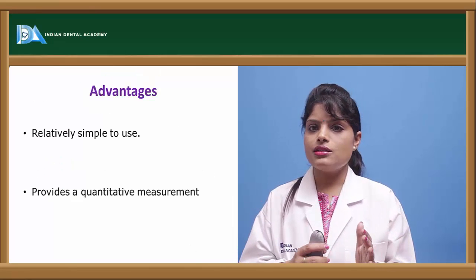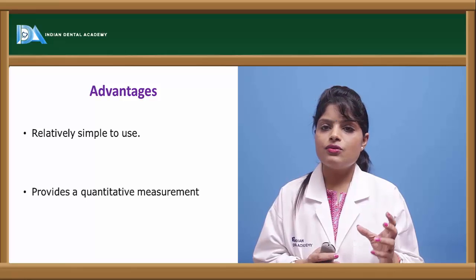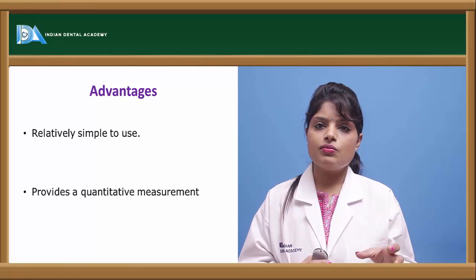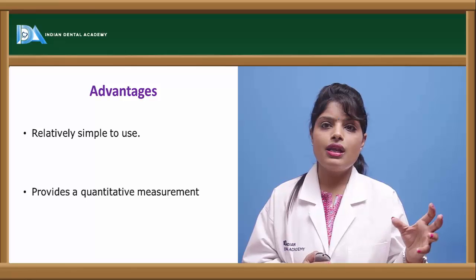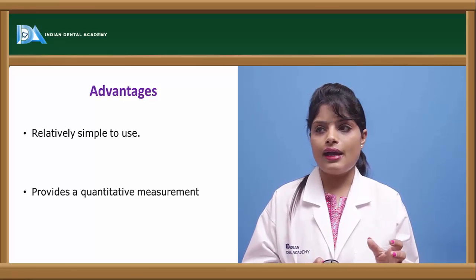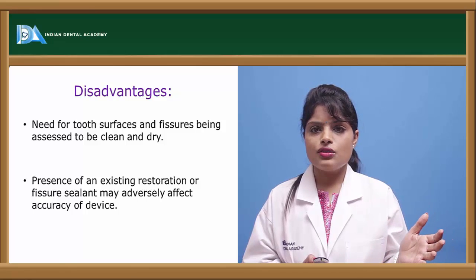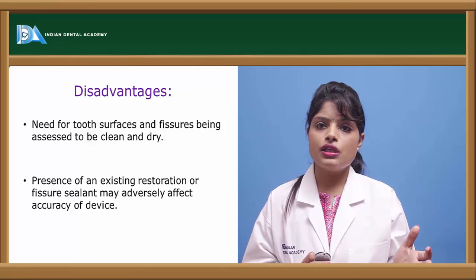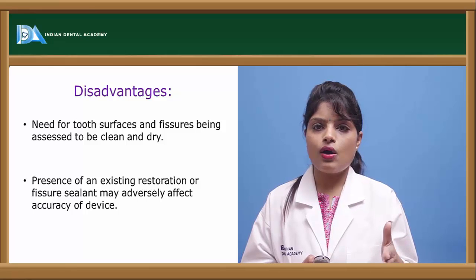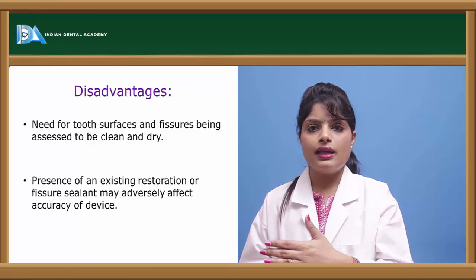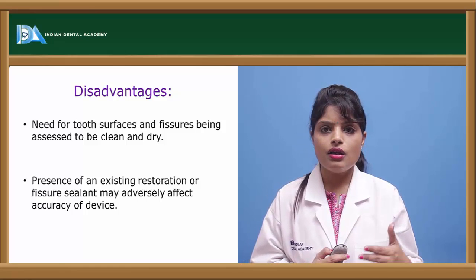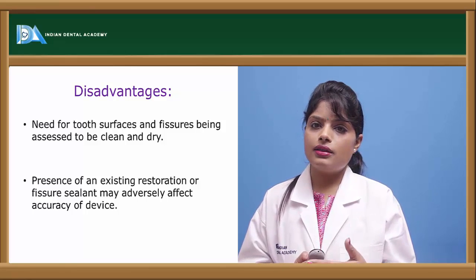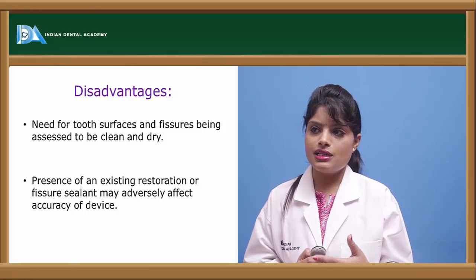The basic advantages of this DIAGNOdent: it is a very simple instrument and simple to use, and provides a quantitative measurement of the carious tooth surface. So the level of the caries can also be detected by the DIAGNOdent. The scale ranges from 0 to 40. If it is 0 to 13, then the tooth is sound. If it is from 13 to 20, then enamel caries is present. If from 20 to 30, dentinal caries is present, and if greater than 30, then caries of the pulp is present, or pulp degeneration has taken place.